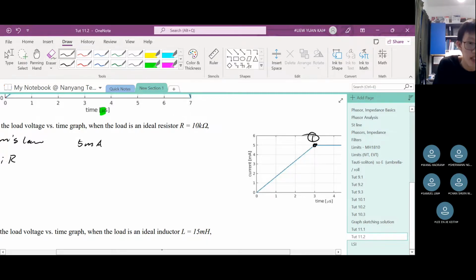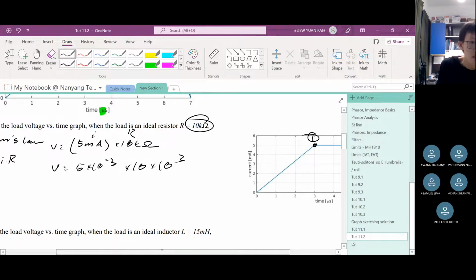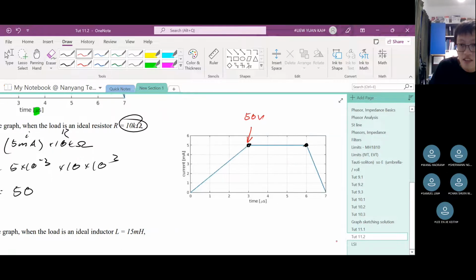So 5 milliamperes, I need to multiply this by the resistance. The resistance they told me is 10,000, so 10 kilo ohms. Sorry, this is V equals IR. So V is 5 times 10 to the power of negative 3, times 10 times 10 to the power of 3. This will give me 50 volts. So the potential difference here must be 50 volts. And here it's also 50 volts because the current is still 5, so 5 times the resistance 10,000 is 50.